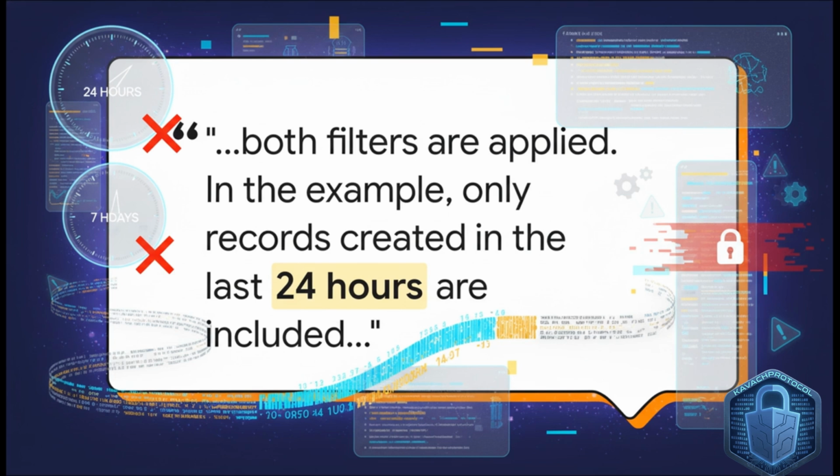You might think you're querying for the last 7 days because you wrote it in your query, but if the UI picker is still set to 24 hours, you're only getting a single day's worth of results. It's a silent failure that can completely invalidate everything you're trying to find.